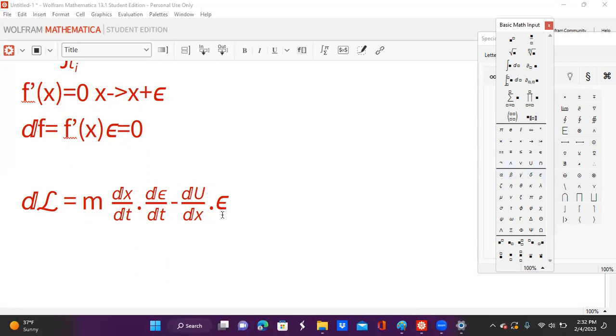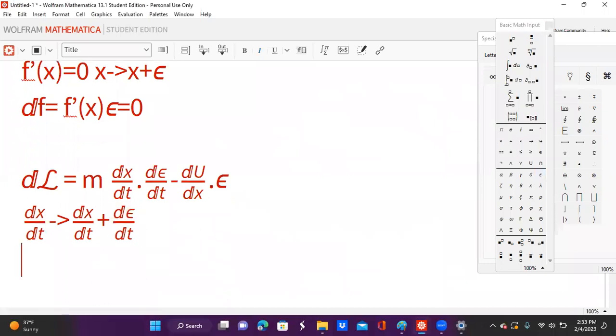So then you get dx over dt transforms to dx over dt plus d epsilon over dt. Plus d epsilon over dt. And the difference. And then you got Lagrangian density, your DL.